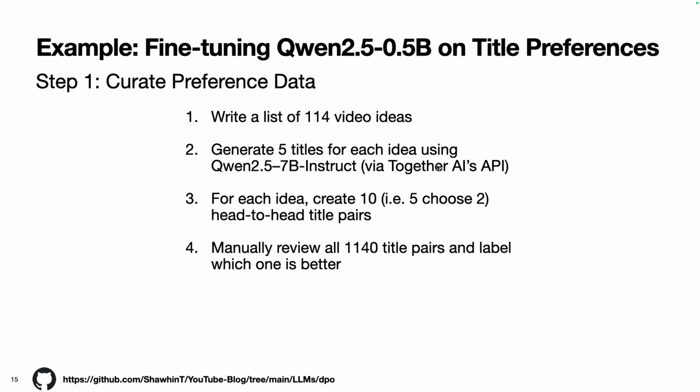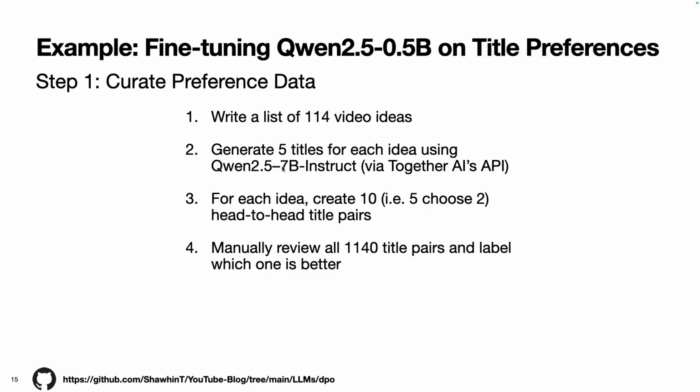My process for doing this is I wrote out manually 114 different video ideas, and then for each idea, I generated 5 title ideas using Qwen 2.5 7B Instruct, and this was via Together AI's API. I just used the API because it's much faster than running all this on my laptop.